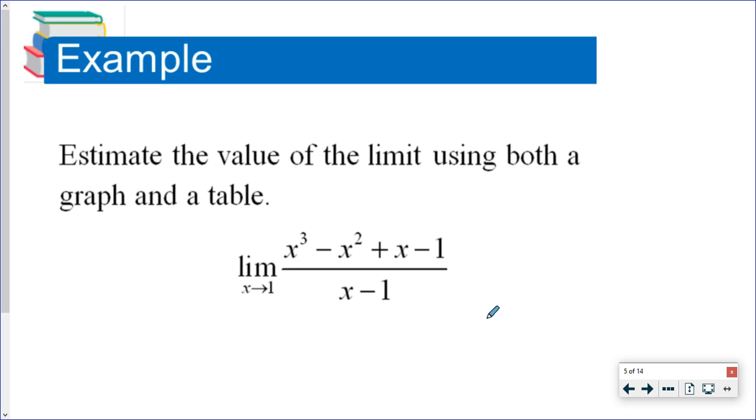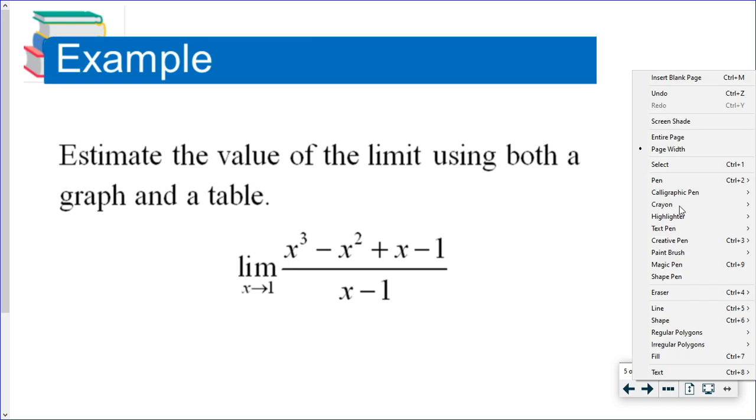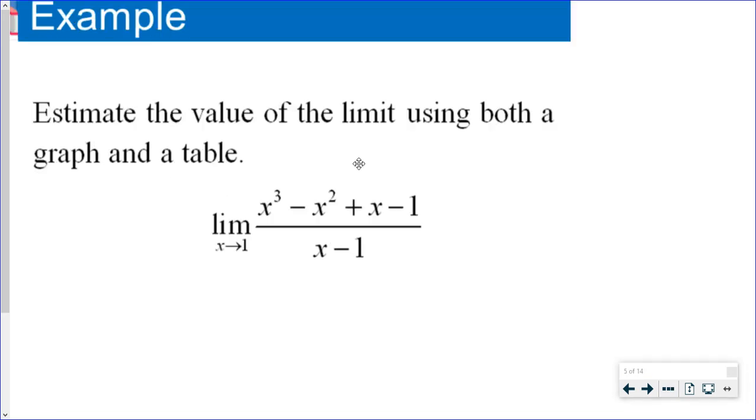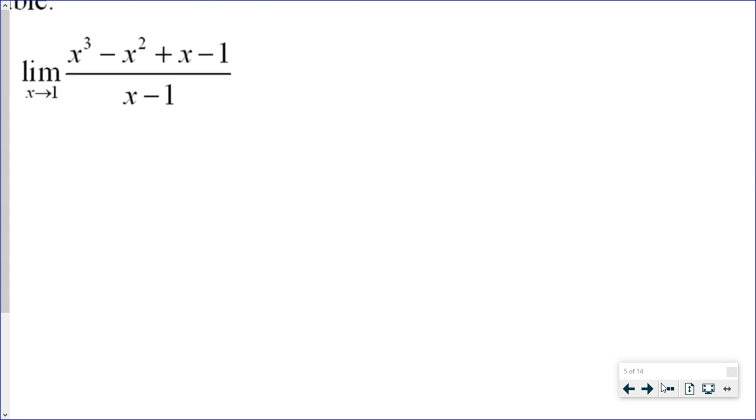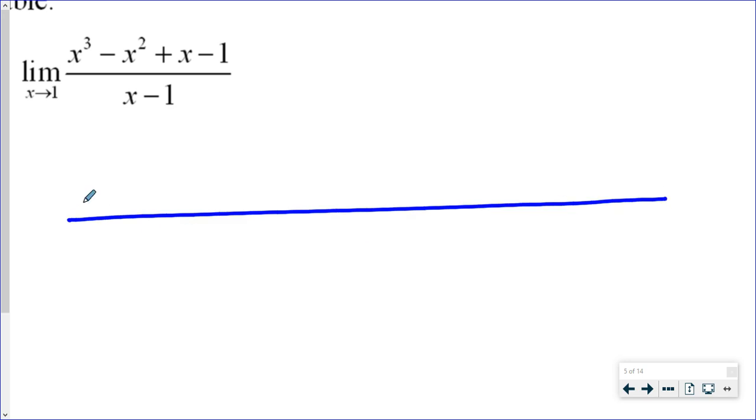Okay, estimate the value of the limit using both a graph and a table. First, I want you to take a minute to try to do this with a graph, just like we just did. I'll help you get started a little. If I have my x and f of x, what is x approaching again? 1, that tells us right here. So I can put 1 in the middle.